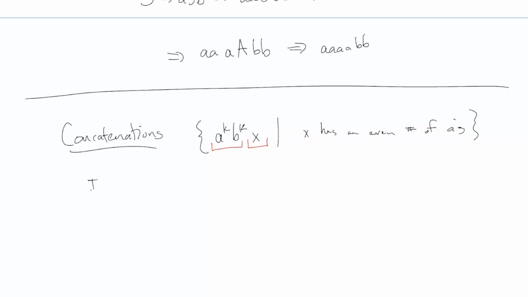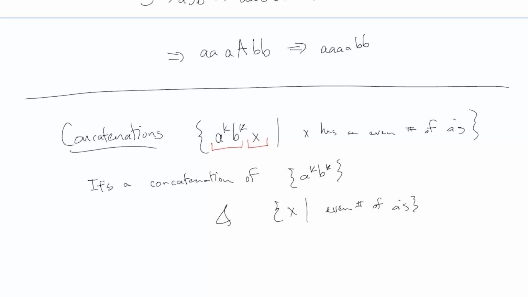So this is a concatenation is what we call this. Really, it's a concatenation of a to the k, b to the k, which we already know how to do, and x such that x has an even number of a's. All right? And each of those two languages we already know how to handle. Like the first one here, this is the basic balanced one. And the second one here is regular. Even number of a's. That's a regular language. We've seen that example several times before.